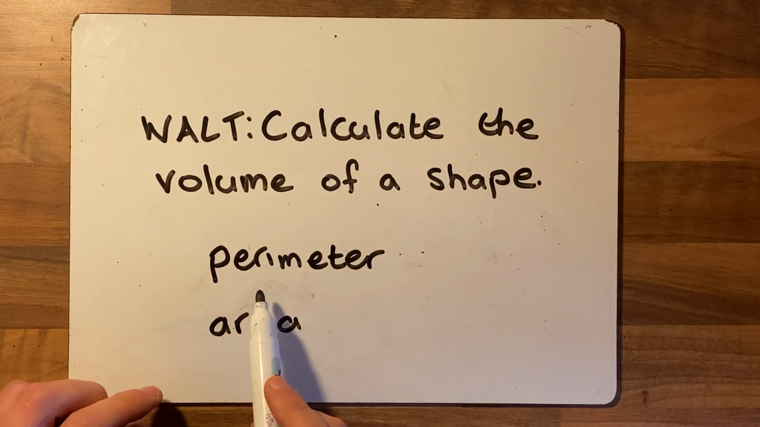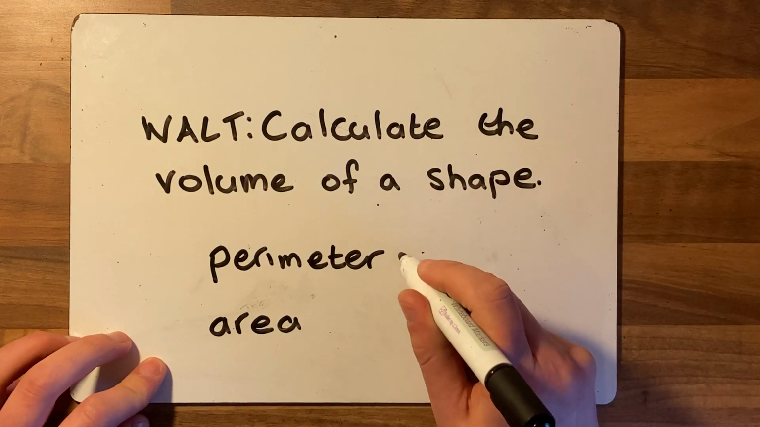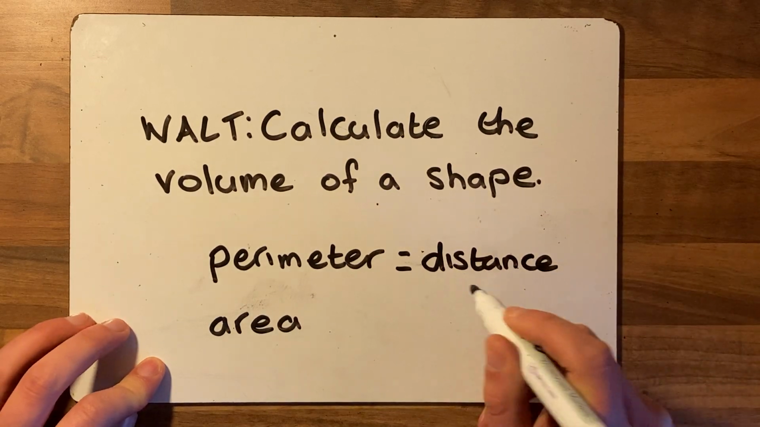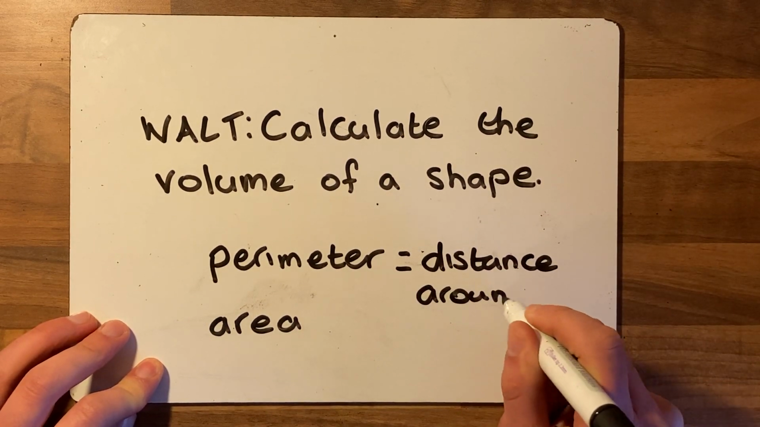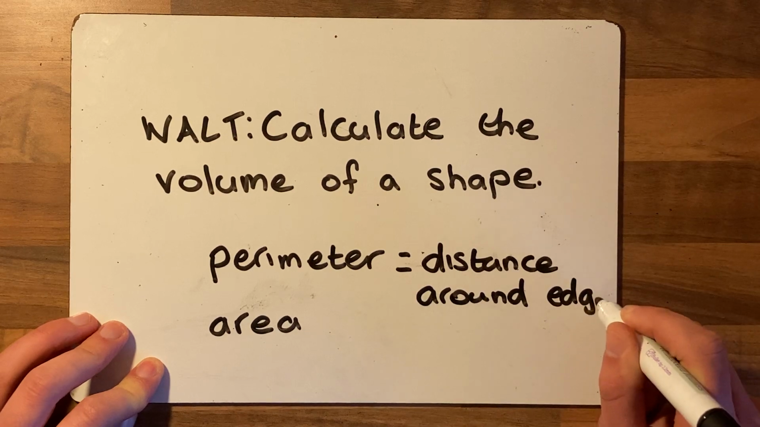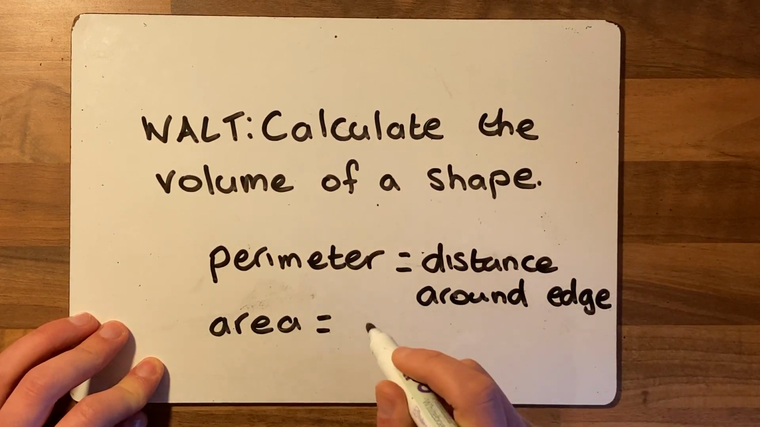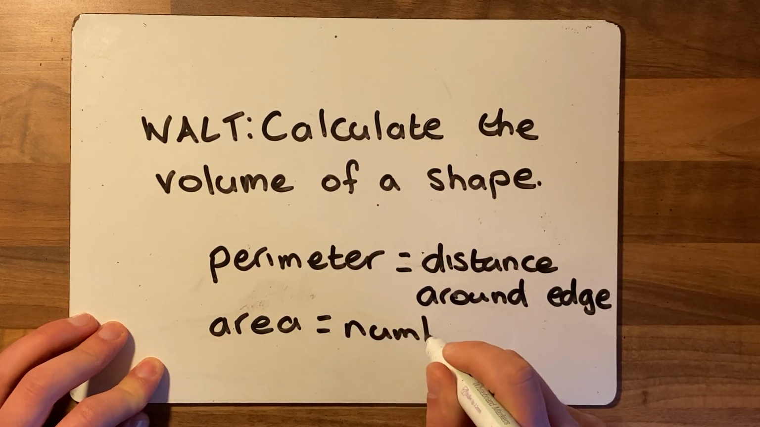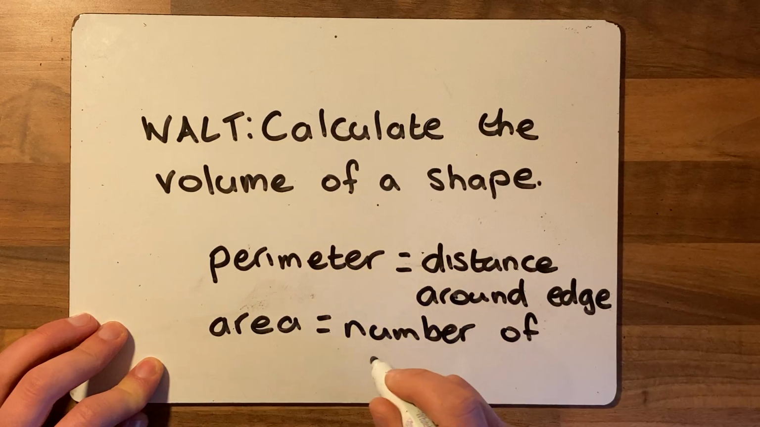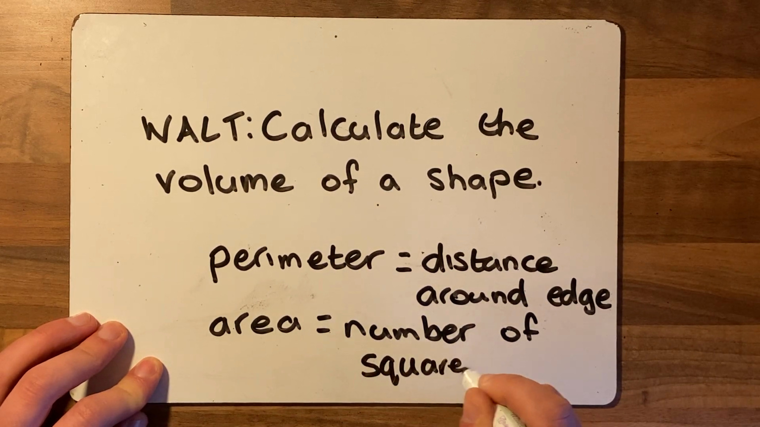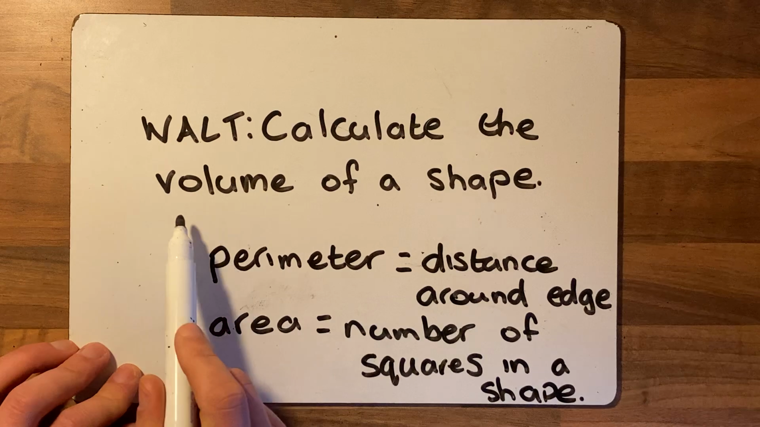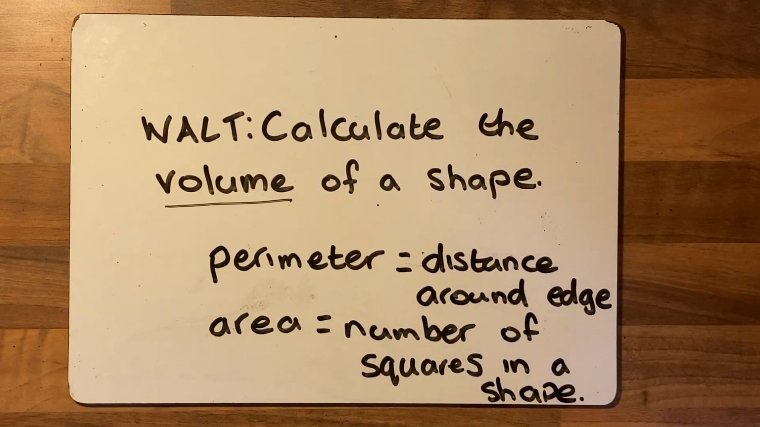Remembering that perimeter is the distance around the edge. That's what's important with that. And the area, what can you remember what the area is? It's the number of squares. It's the number of squares in a shape. So these are the two things we've looked at, and today we are looking at volume, the volume of a shape.